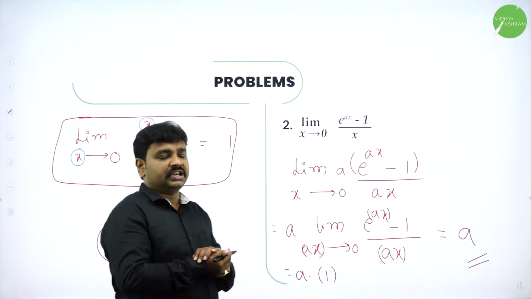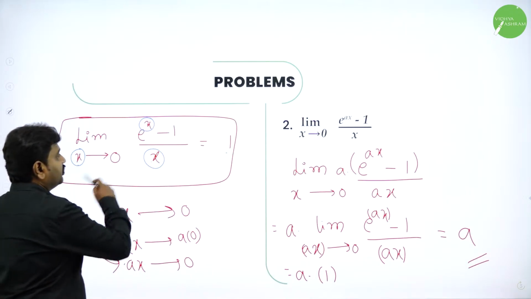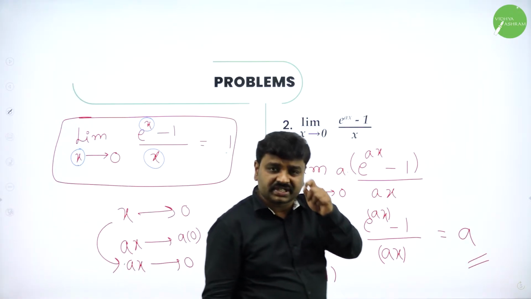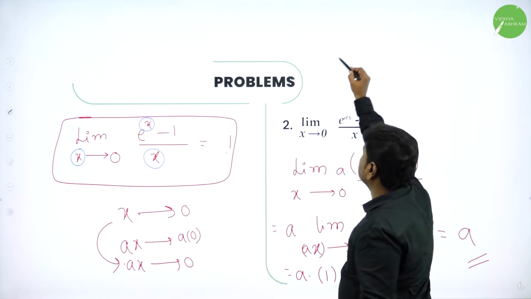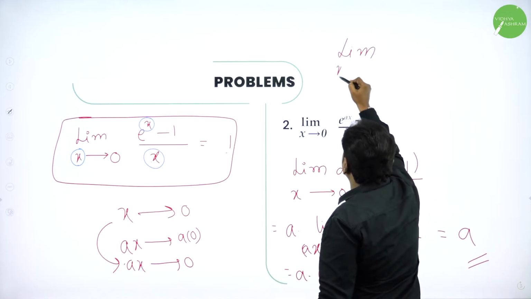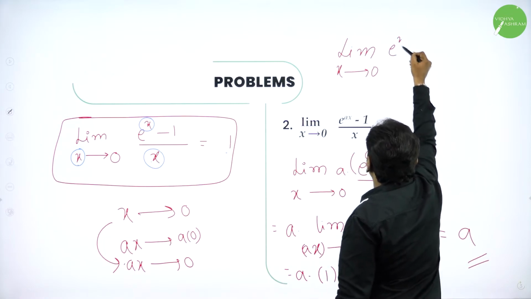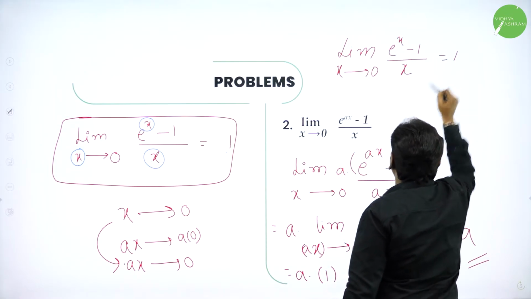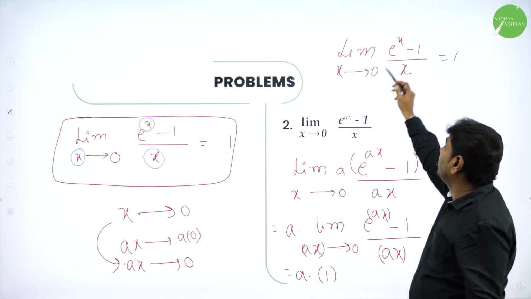This is one of the important and interesting questions. To solve this, you should know the basic formula. What is the basic formula? Limit x tends to 0, (e power x minus 1) by x is 1. Here in the place of x, suppose if you put 0, it will become e power 0.